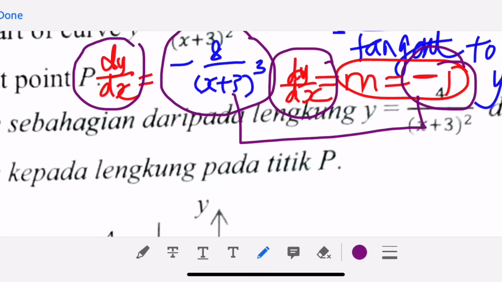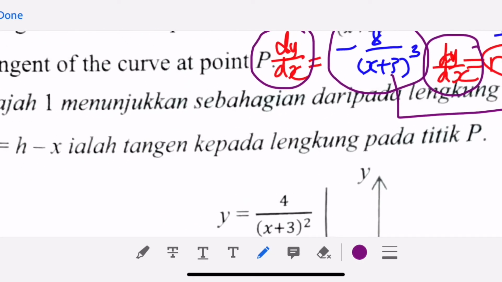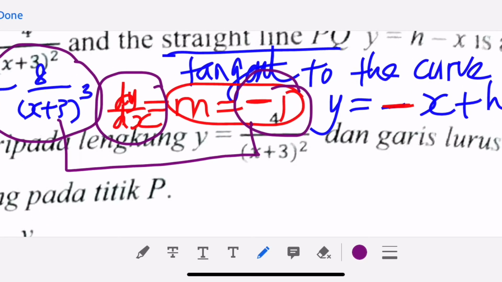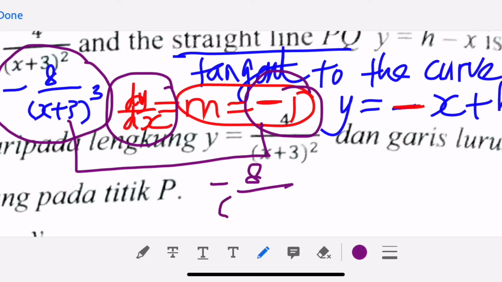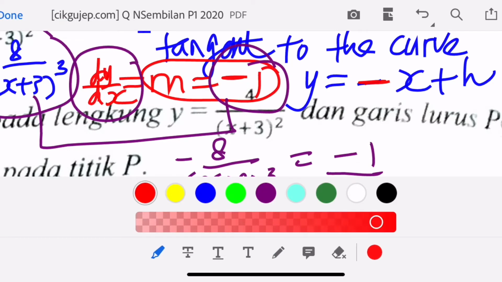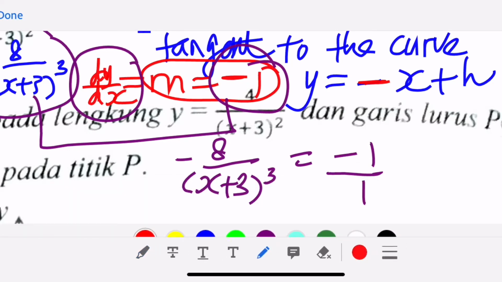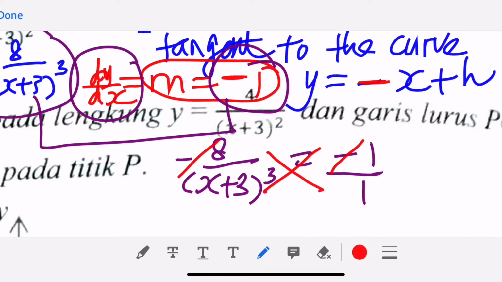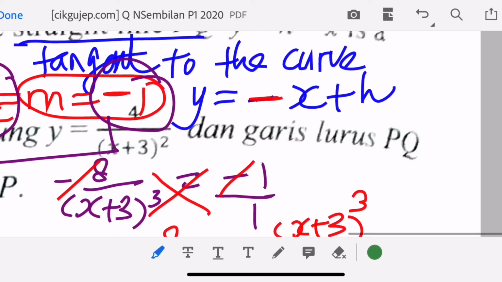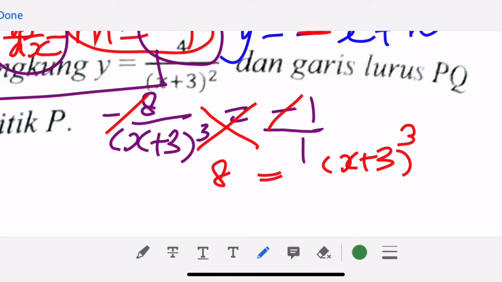Okay, so then you will have to solve it to find your x value. Let's do it together. Negative 8, you copy down your negative 8 over x plus 3 to the power of 3 equal to negative 1. So we are going to solve this one. You see both sides got negative, right? So you can just cancel out the negative. Then you just cross multiply: x plus 3 to the power of 3 equal to 8, and then you cube root. The cube root will be x plus 3 equal to 2, right?